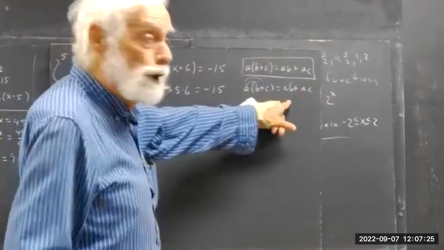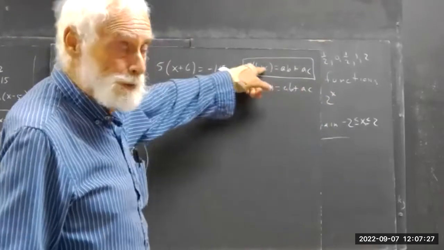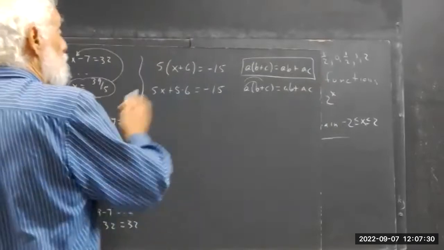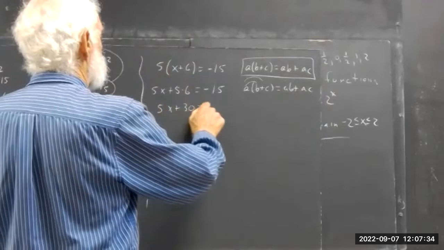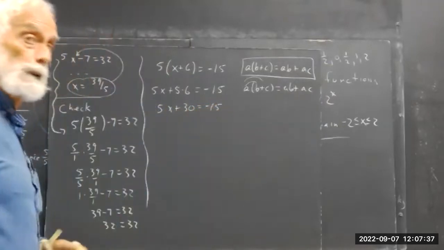This is kind of the way the law feels. Make sure you understand the law. Okay, well, there's the law. So you get 5x plus 30 equals negative 15.